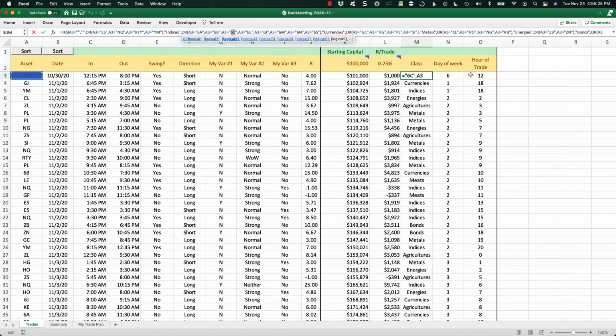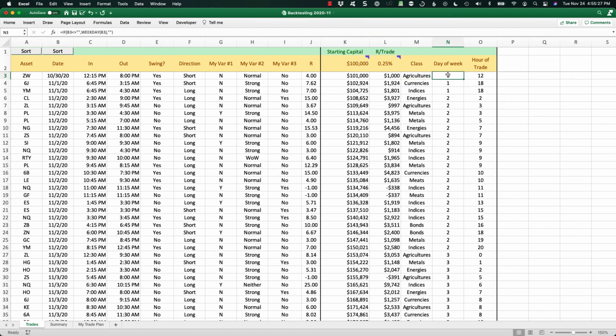All right, and then day of the week. This is automatically calculated based on the weekday that the date fell in, so you know what days of the week your trading strategy is most effective, and the hour of the trade that comes on the in time, so you can see what hour of the day your trades tend to get hit.